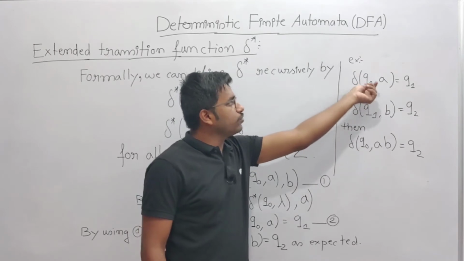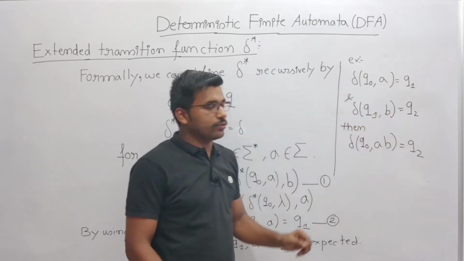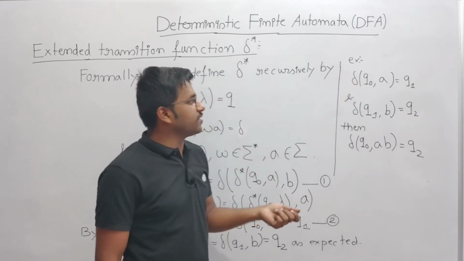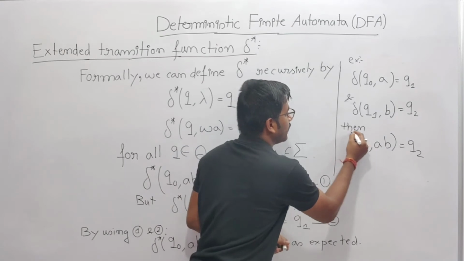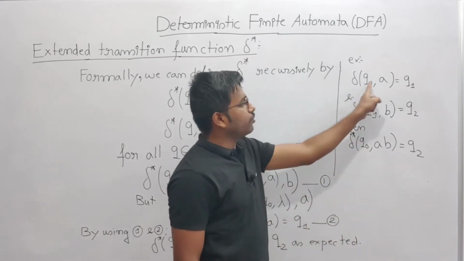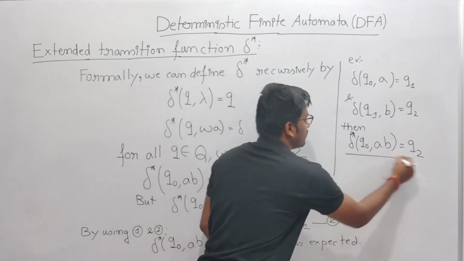Now see this example we have taken. Delta Q0 by getting A is going to Q1, and Q1 by getting B is going to Q2. So this is the delta. Now the extended transition function: Q0 by getting AB, where is it going? Q0 by getting A is going to Q1, then Q1 by getting B is going to Q2. So this is the extended transition function.